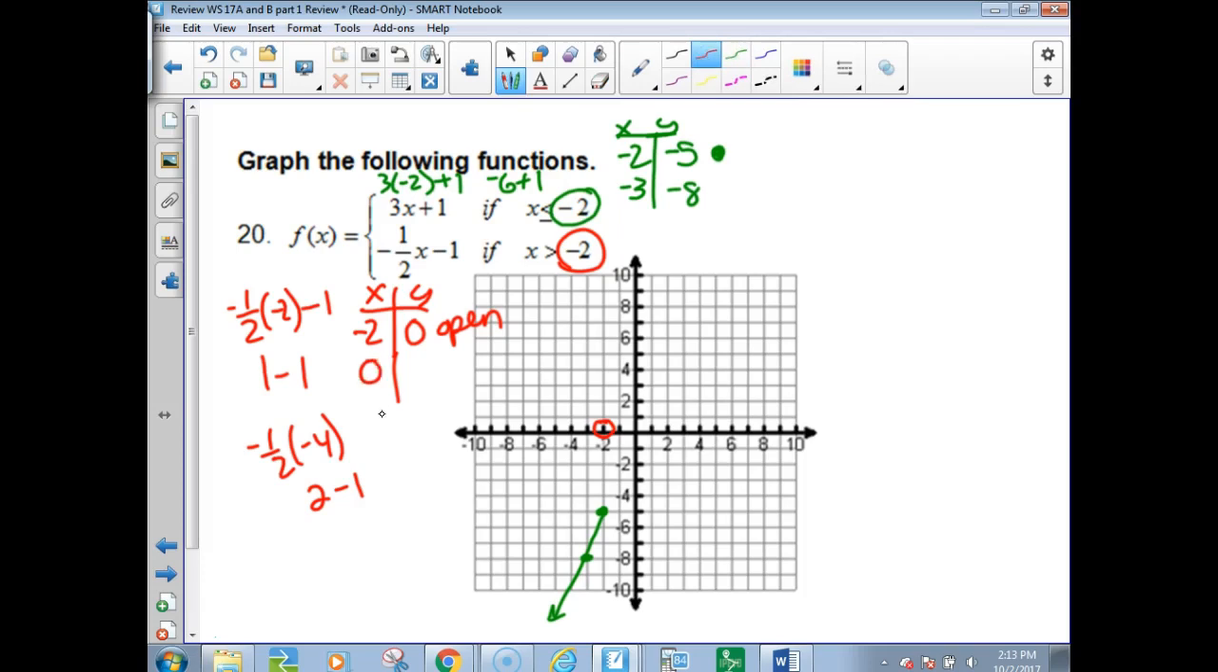How about 0? That would be a nice one. I would get negative 1. 0, negative 1. Oh, this is coming down. You see it's coming down. 1, right, 2. That's just like the slope. Down 1, right, 2. You could continue that.